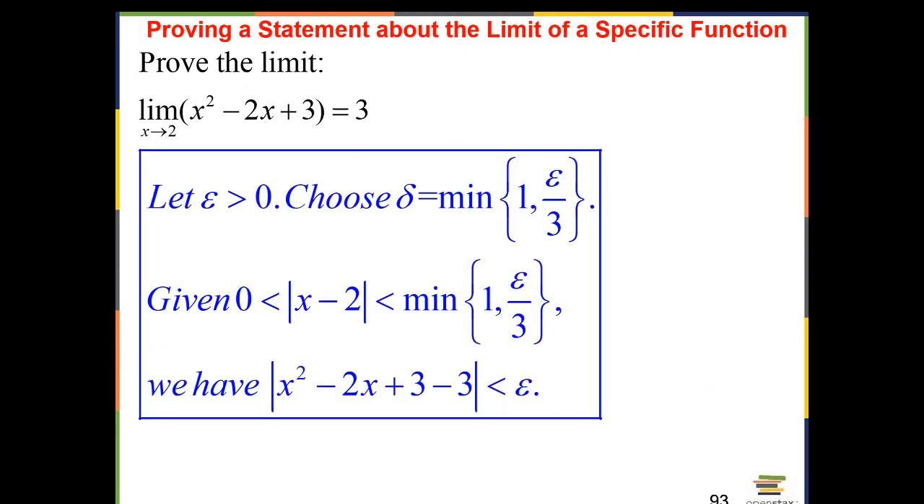So this is what we're going to do. So write the proof. We write let epsilon be greater than 0. Choose, that means for any epsilon, choose delta to be the minimum of these two. Then, given this, we have this. Right? Depending on what epsilon we have, we can pick a right delta here. And based on that, we prove that the limit of this thing when x approaches 2 is 3. Right?